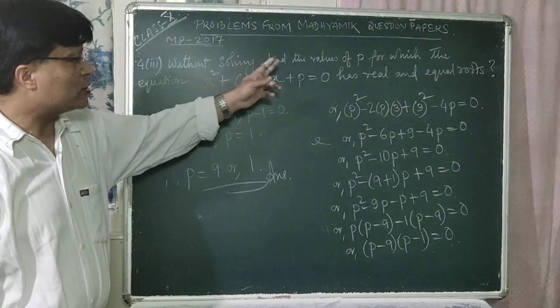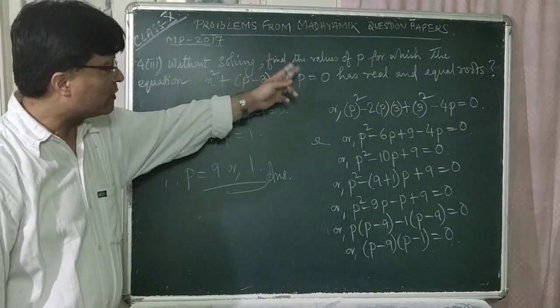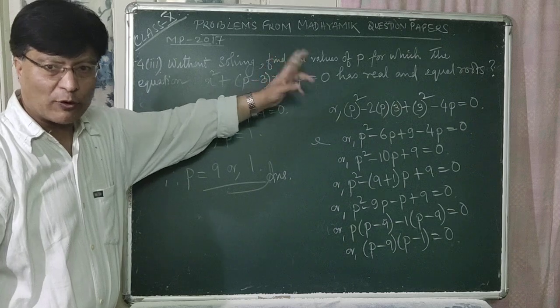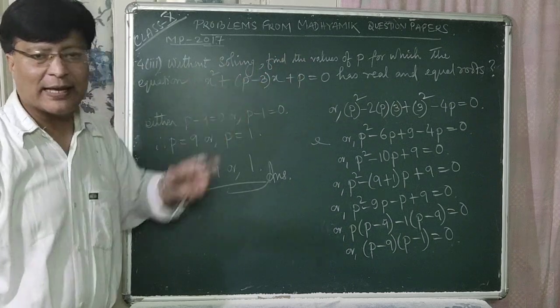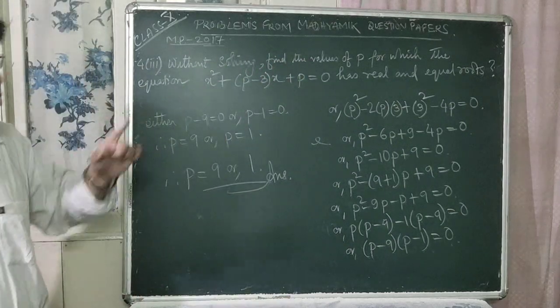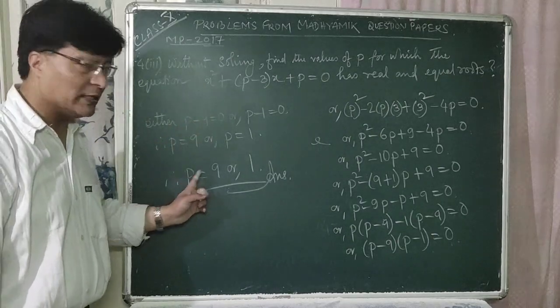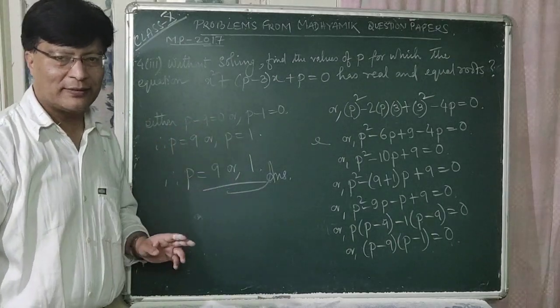So for what values of p? You have to find out the values of p for which the given quadratic equation has real and equal roots. So what are those values of p? It is p is equal to 9 or 1. Okay, you have understood?